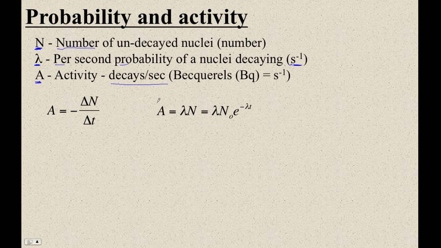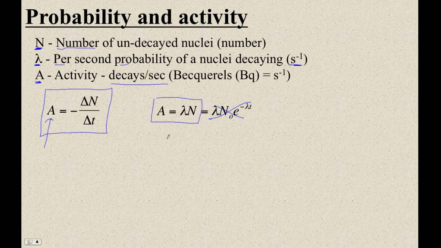Now, here is the relationship that we're really going to focus on, and then we'll talk about this in another video. All this says is that the activity is basically the negative time derivative of the number of nuclei. Basically, it's how many nuclei you're losing every second. I hardly ever use this formula, but that's just a definition of activity.